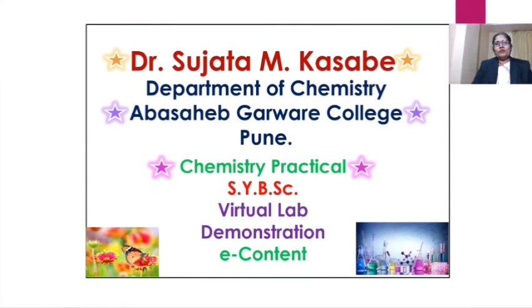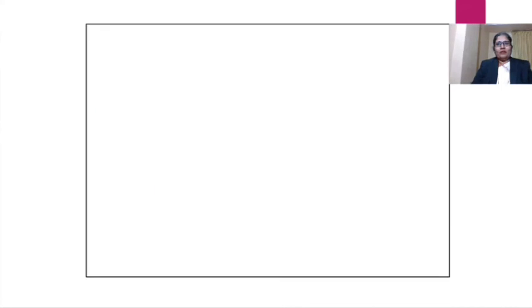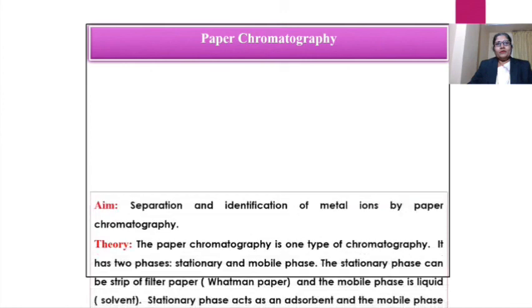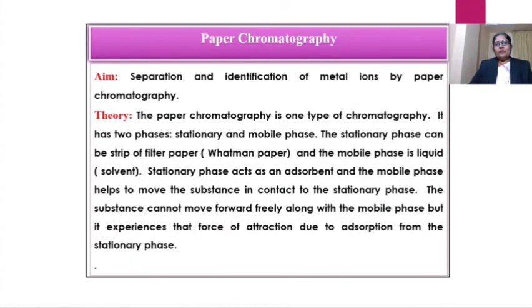This video includes separation and identification of metal ions by paper chromatography. Let us see the aim of the experiment. Aim of the experiment is separation and identification of metal ions by paper chromatography, and the theory is that paper chromatography is one type of chromatography.